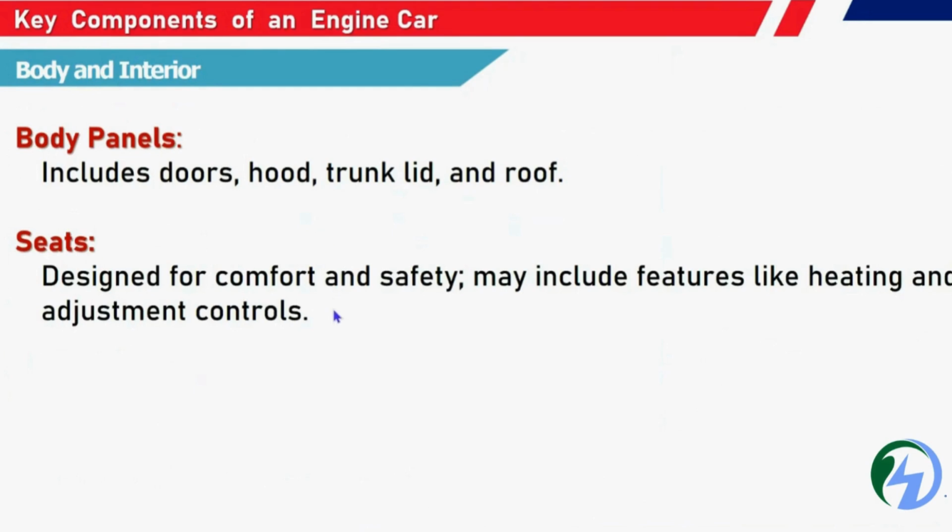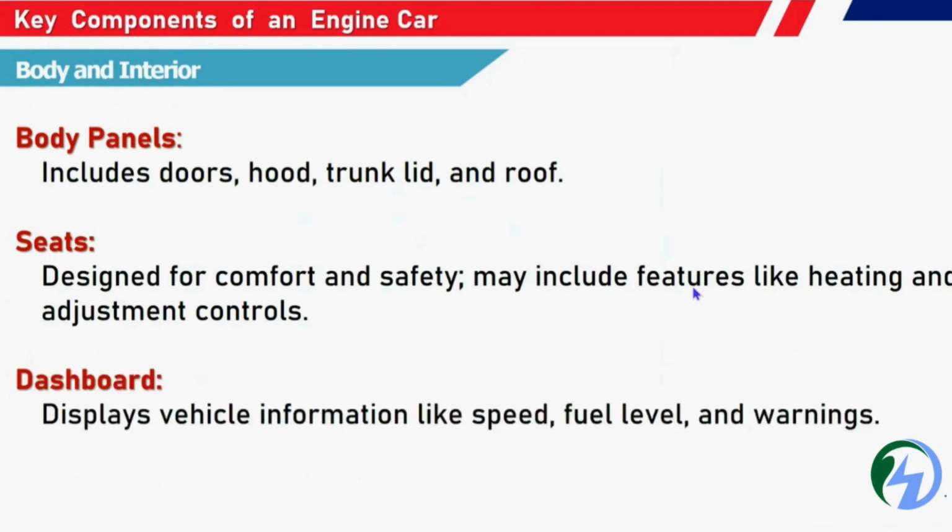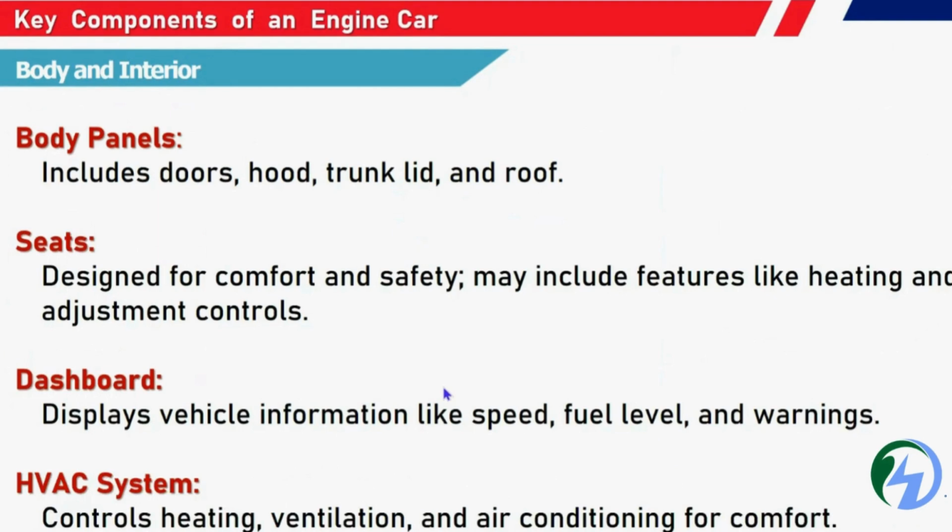Seat is designed for comfort and safety. When we sit and drive for a long time, heat can be transferred to the body, and it requires some cooling conditions as well. So the seats also get some comfort and luxurious sensor features added. And next is a part of the dashboard. The dashboard is on the driver side, where he can observe or see information specifically about the vehicle speed, fuel level, or warnings. And the HVAC system is a system that controls the heating, ventilation, and air conditioning due to the different conditions.